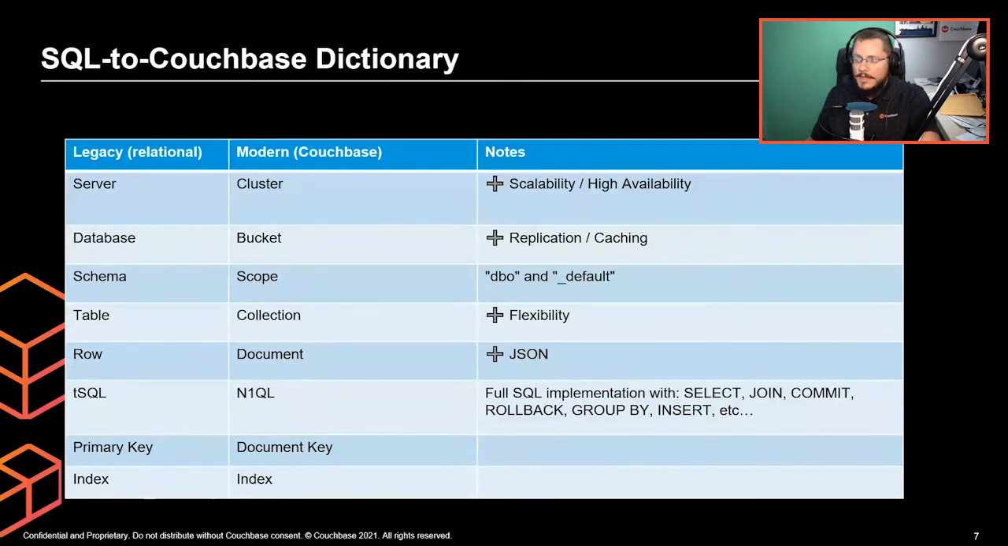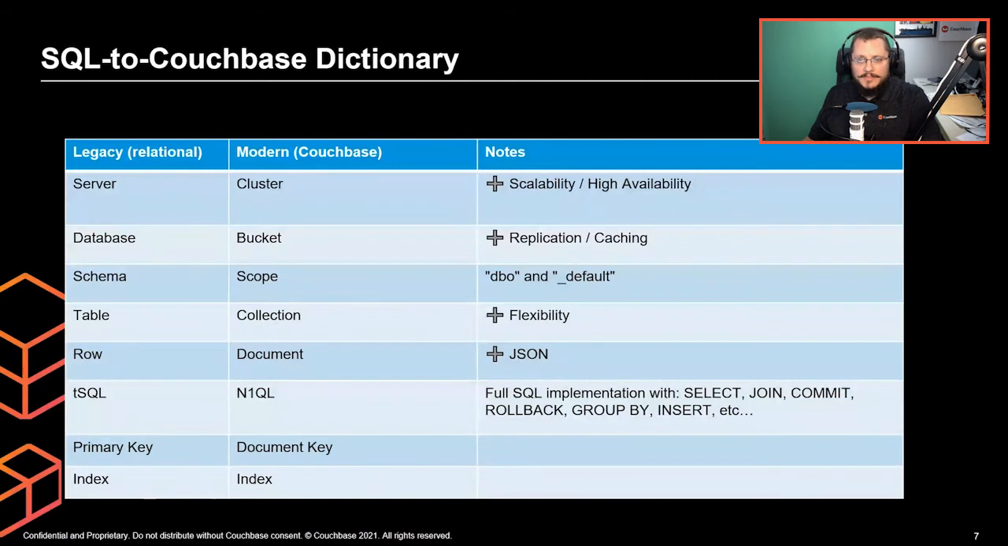At the query level in a relational database, you'll have a language like T-SQL, Transact-SQL, or even PL/SQL. That's the implementation of SQL for that relational database. In Couchbase, what we have is called N1QL. It's an implementation of SQL for JSON data. But unlike other databases, it's a full SQL implementation with everything you'd expect from SQL. So that includes select, join, commit, rollback, group by, insert, CTEs. Everything you'd expect from SQL is there in JSON data. So this isn't just a small subset.